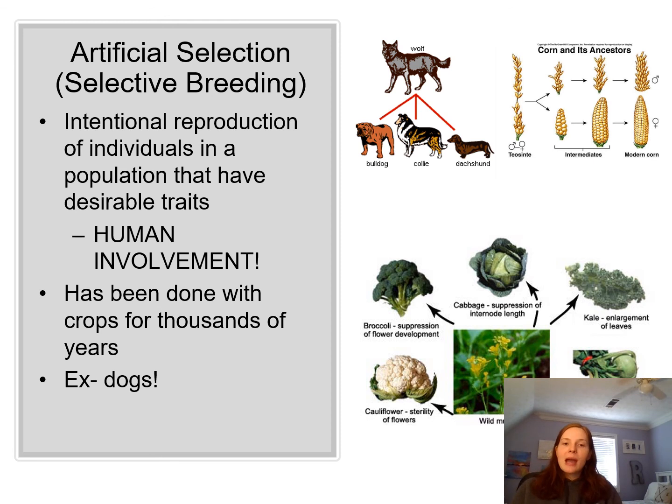And then lastly, we have artificial selection, which is also called selective breeding. This is when humans get involved. We've been doing artificial selection for thousands of years since agriculture started.